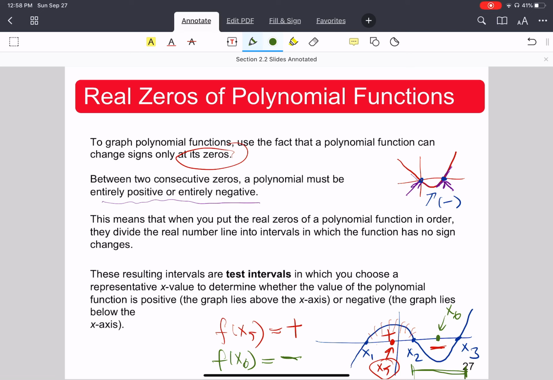These intervals are always found in between the zeros of these functions. So what we learned is useful for graphing any type of polynomial. This is a general thing that we need to know about polynomials.